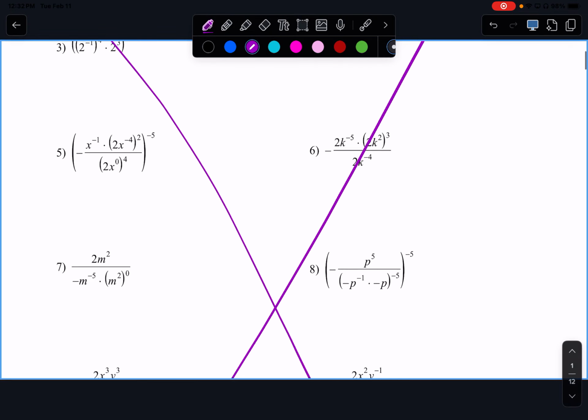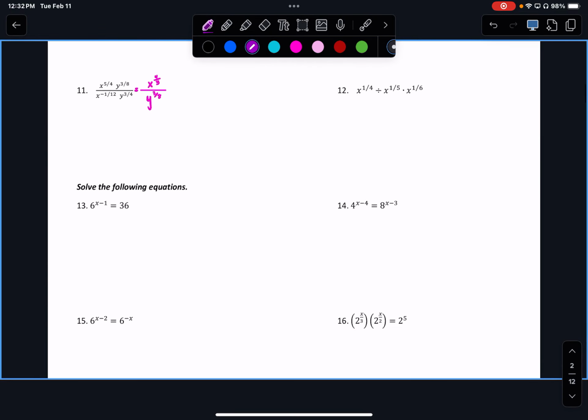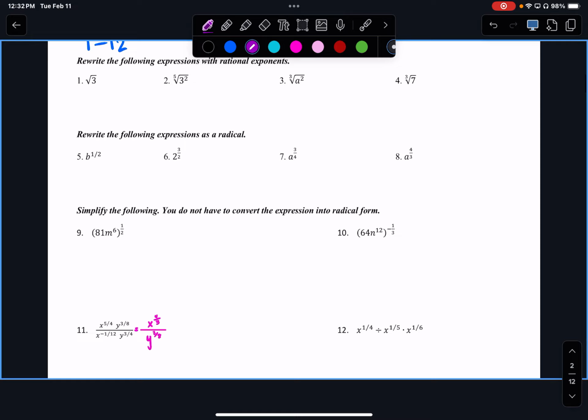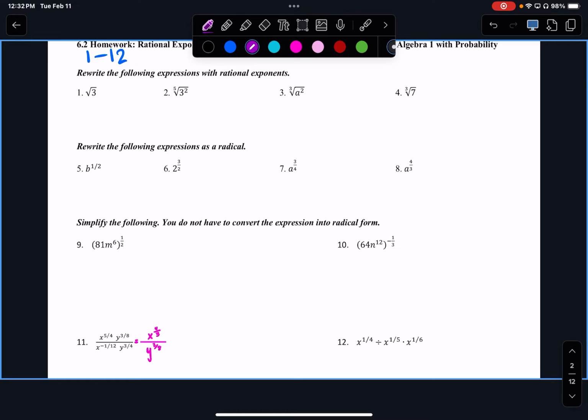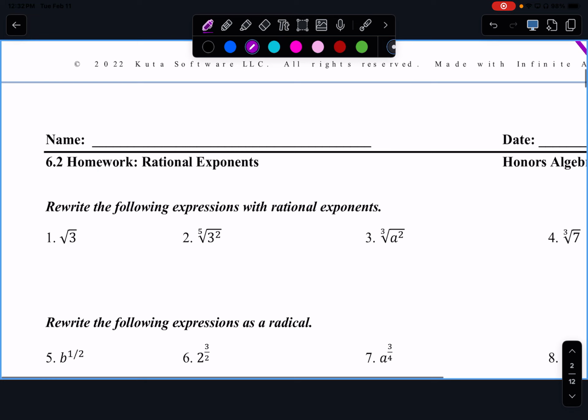Now, 6.2. We did all of the questions on 6.2. We broke them into pieces over 2 days. So we had time in class to work on all 16 of these questions. So what I want y'all to do, if you have not finished that yet, we need to have all of 6.2 completed. All complete.